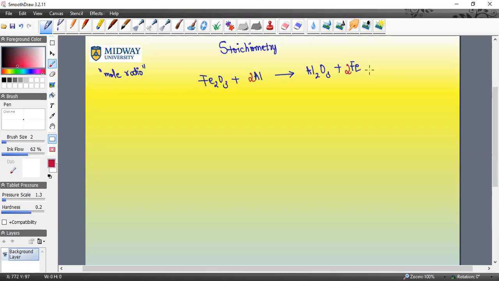This is the thermite reaction I demonstrated in class. So I started with a certain amount of, say, iron oxide and a certain amount of aluminum. Let's say I start with 3.5 grams of iron oxide, which is Fe2O3, and say 1.5 grams of aluminum.